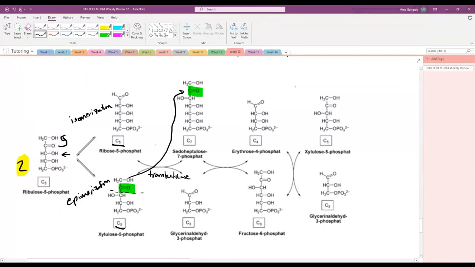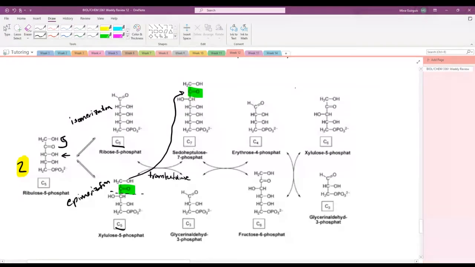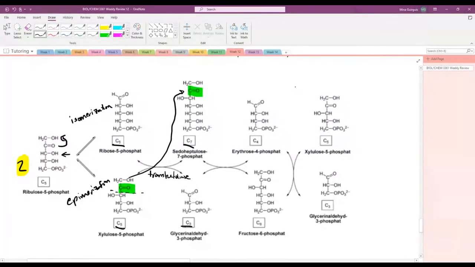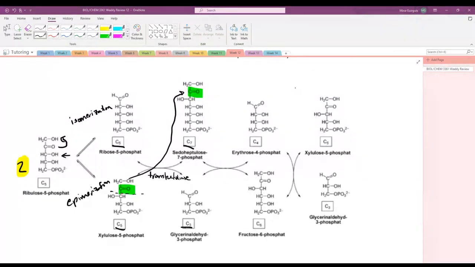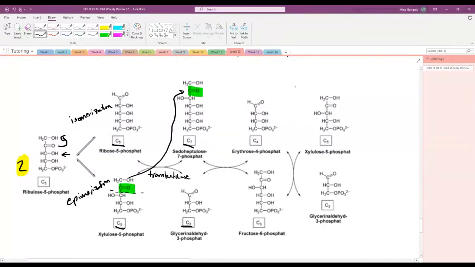All right. So that's a transketolase, and once again, we're looking at 2 sugars. One is 7 carbons, one is 3. So the 7 carbon is called sedoheptulose 7-phosphate, and the 3 is called glyceraldehyde 3-phosphate. Now the next reaction is very similar, except instead of a transketolase, it's a transaldolase.